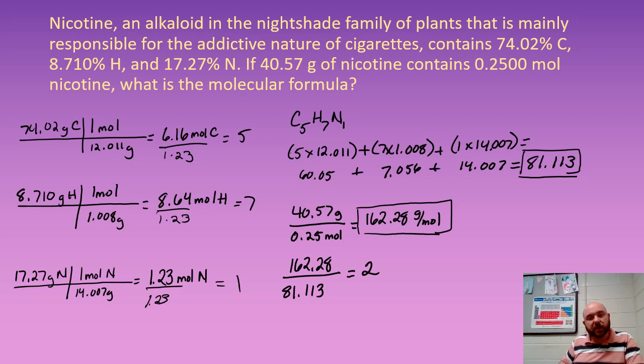So to get back to the molecular formula, we just multiply everything by 2, meaning that the chemical formula for nicotine will be C10, because 5 times 2 is 10, H14, because 7 times 2 is 14, and N2, because 2 times 1 is 2. So that's how we take the empirical formula and arrive at the molecular formula. We have to have the molecular weight to do so, or a way of finding out the molecular weight like we did in this problem.